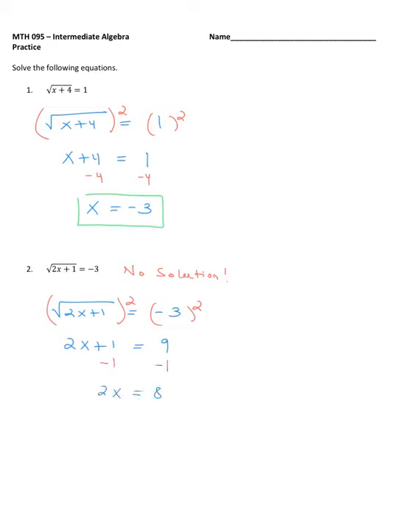Now to solve for x, we can subtract 1 from both sides, and then divide both sides by 2. And we get that x equals 4. It looks like it is a solution. But if we check this in the original equation, you would put 4 in place of x and ask yourself if this is true. Well, on the left, 2 times 4 is 8 plus 1 is 9, and is that equal to negative 3 after we take the square root? And of course the answer is no.